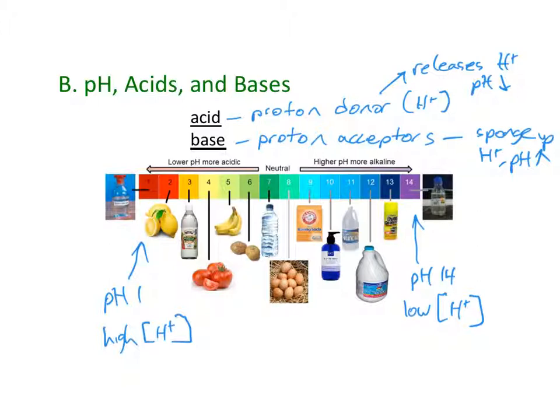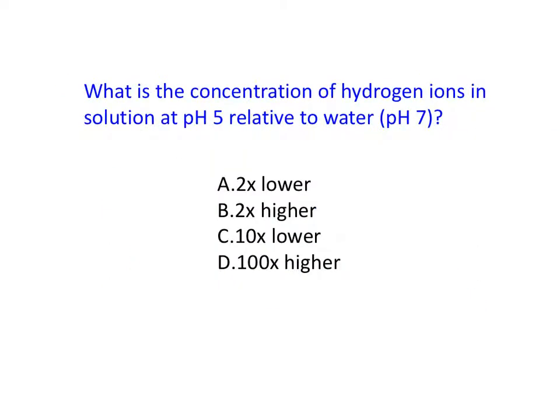So, quick question. What is the concentration of hydrogen ions in a solution at pH 5 relative to water, which is pH 7? So I'll give you a few seconds, or 5 seconds, to think about this. This gives you a chance to pause if you'd like to think about it more in depth. Okay, and then moving to the next, the answer.